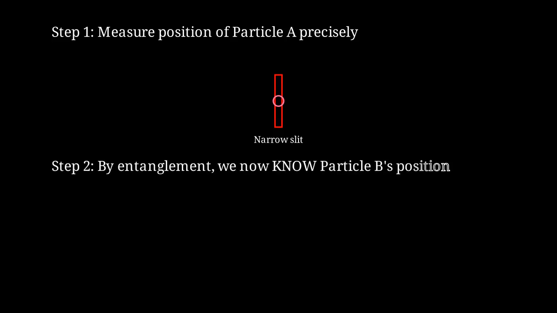Step 2. Because the particles are entangled, measuring A's position tells us about B's position without directly measuring B. Step 3. The crucial test is whether particle B's momentum distribution spreads out, even though we never directly touched it. This setup leads us to the fundamental question Popper wanted to answer.